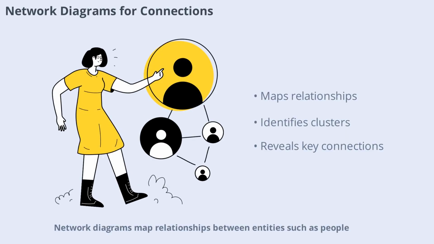Network diagrams map relationships between entities, such as people, organizations, or computers. Nodes represent entities and lines show connections. Network diagrams are widely used in social network analysis, IT infrastructure, and biology to reveal how things are linked. They help viewers understand complex webs of relationships and identify key players or clusters.